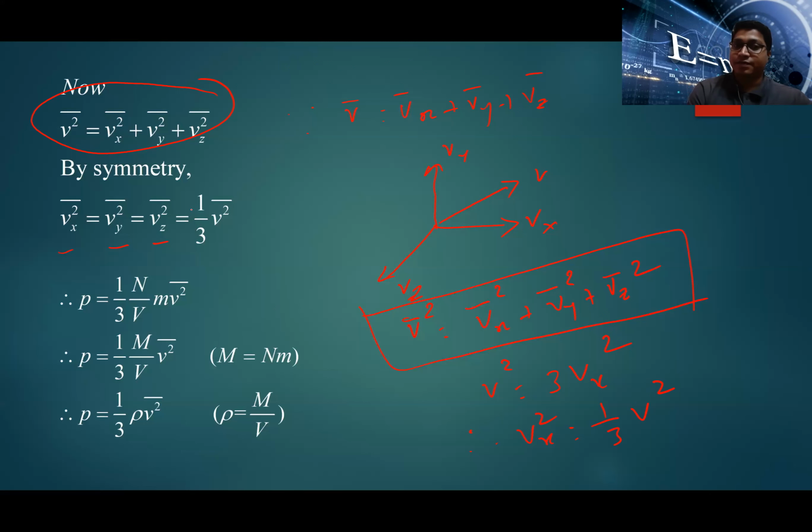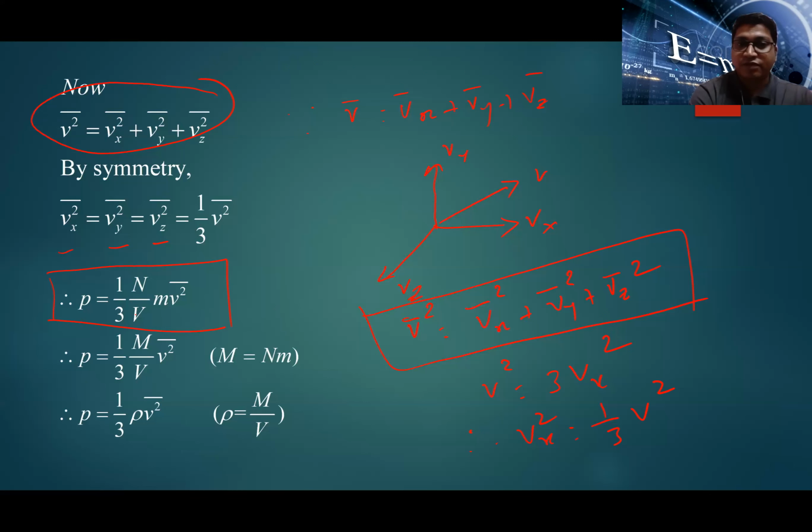Substituting this value in the previous equation, where we had p equals 1 by 3 n upon v into m vx square, this vx square we are replacing with 1 by 3 v square. Okay, and so we have this equation.